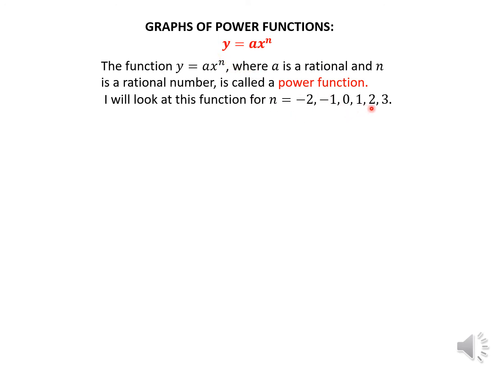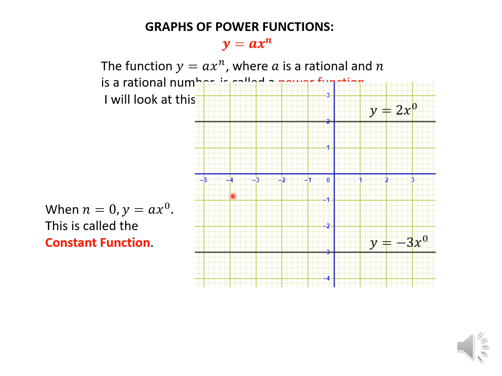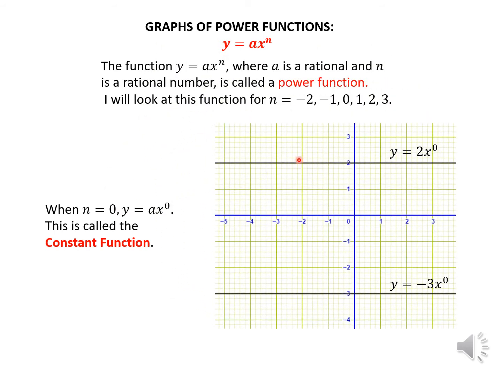Let me bring in when n is equal to 0, for example. Let's take any particular graph. I have y = 2 for my value of a, x raised to the power of 0. You realize that it's going to be a straight line, which is just y = 2, because x raised to the power of 0 is 1 and 2 times 1 is 2. If I make y = -3x^0, then x to the power of 0 is 1, and you only have a constant function here.